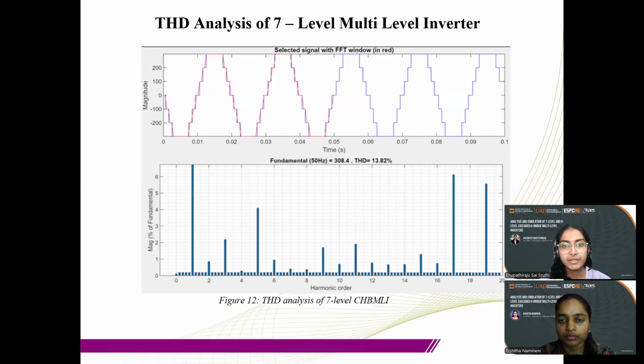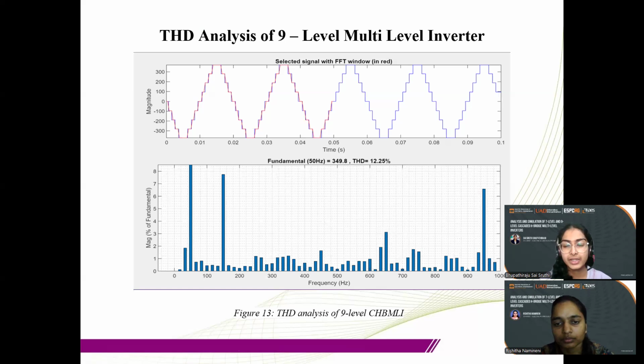As we can see in the figure, the 7 level THD analysis shows 13.82%, and this is the THD analysis of the 9 level multi-level inverter, which is about 12.25%. Since the IEEE standard is less than 5%, we should find a way to reduce these THDs. All the formulas and techniques used to reduce the THD are clearly mentioned in the paper.